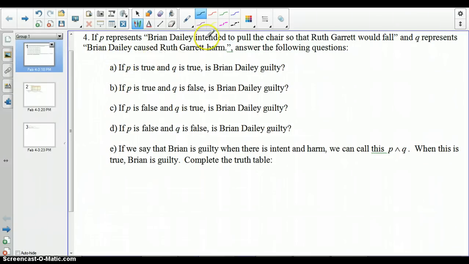If P is true, so Brian Daly did intend to pull out the chair so that Ruth Garrett would fall, and Q is true, Ruth Garrett did get harmed, is Brian Daly guilty of battery? Yes, this one is true. He is guilty.